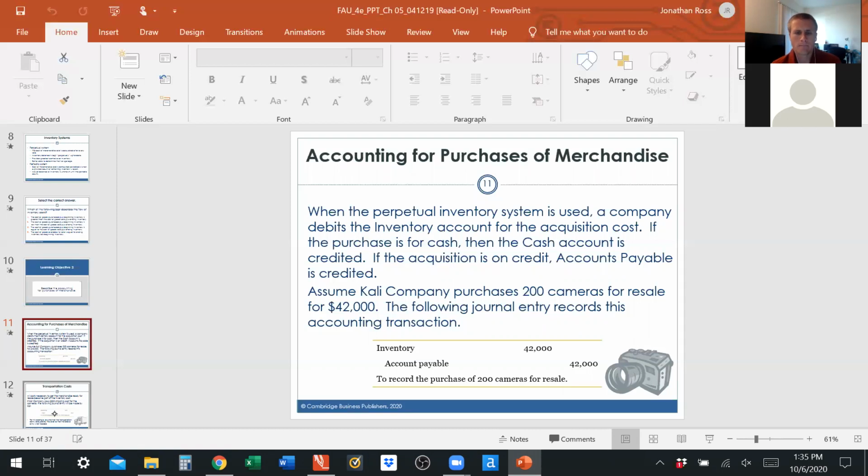And they purchased 200 cameras that they intend to resell to their customers. And they purchased the cameras for $42,000. What journal entry is required? And they're assuming that they purchased the cameras on credit. They didn't pay for them.